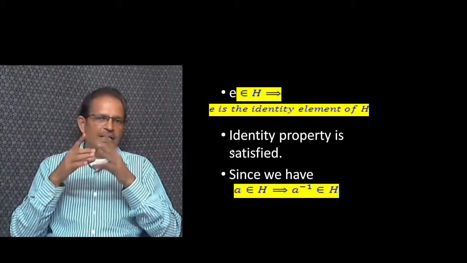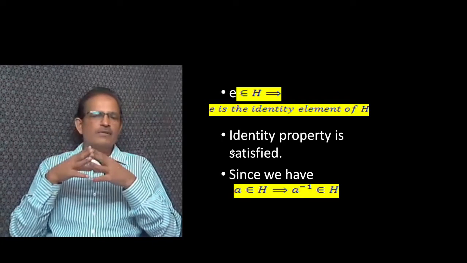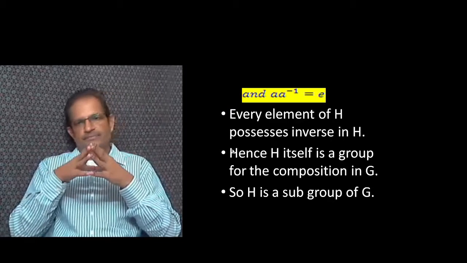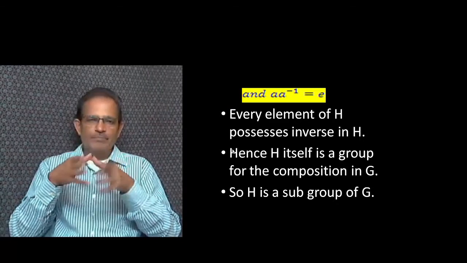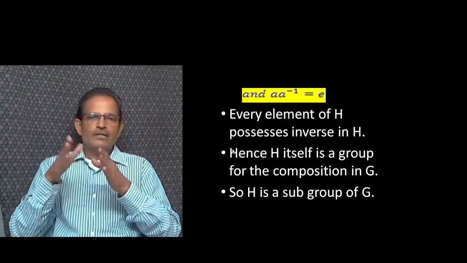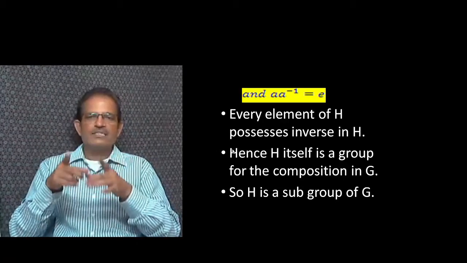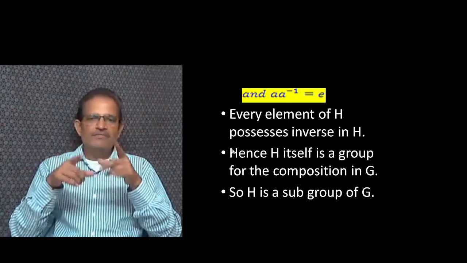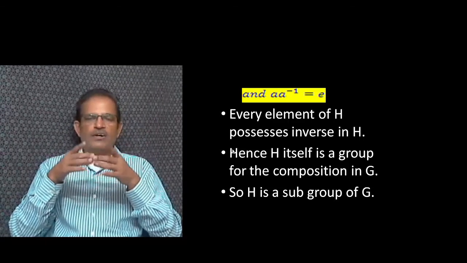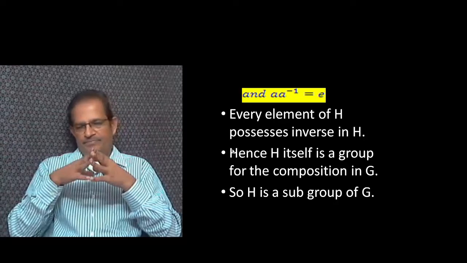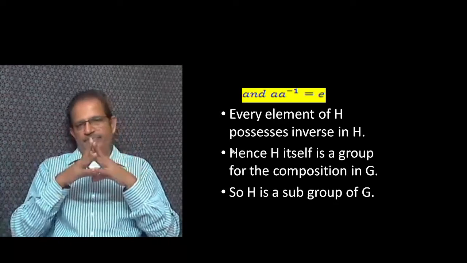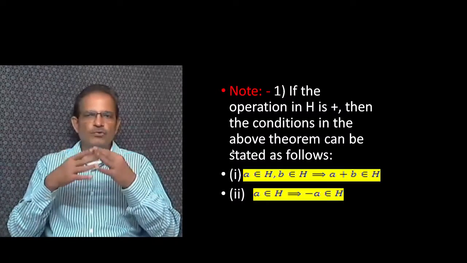Since we have A belongs to H implies A inverse belongs to H, and A A inverse is equal to E, that means every element of H possesses an inverse in H. Hence, H itself is a group for the composition in G. So H is a subgroup of G. That is how we prove the theorem.